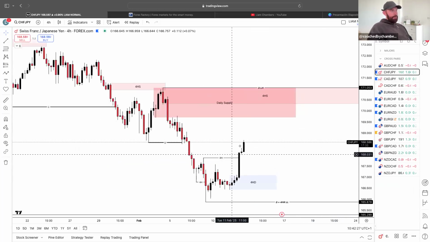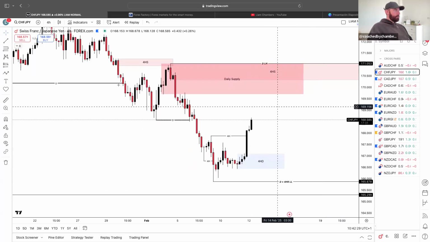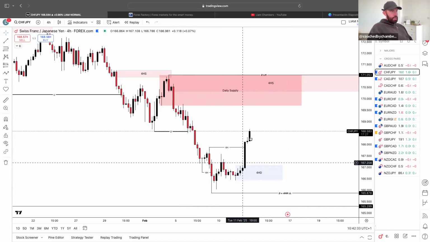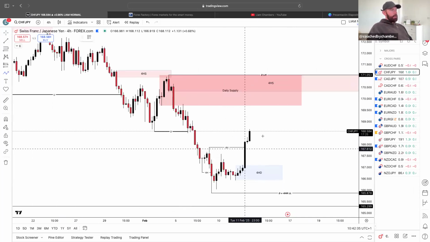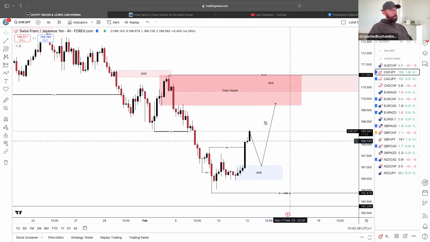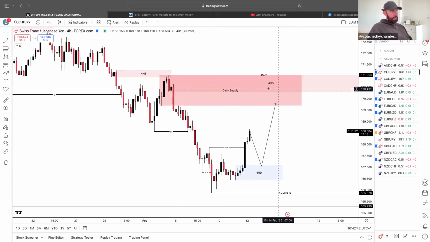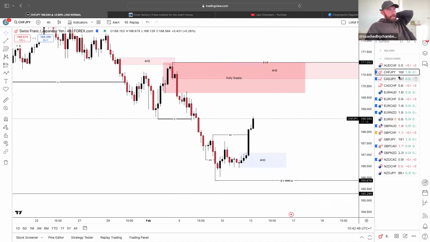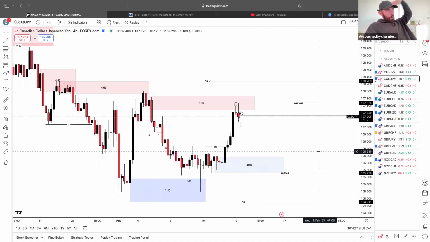If we have a look at CHF JPY, daily lower high, daily lower low, we've had this 4 hour change of trend finally. So if it was to carry on, I'd expect the 4 hour to potentially get a pullback and then make a decision from this 4 hour supply or this daily supply and see if we can get a reaction from that. CAD JPY is a little bit different.